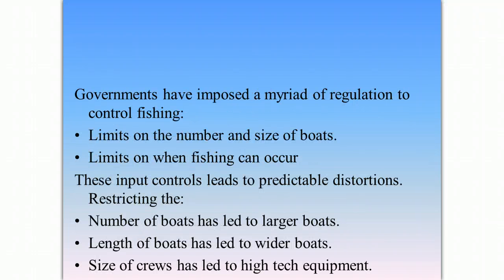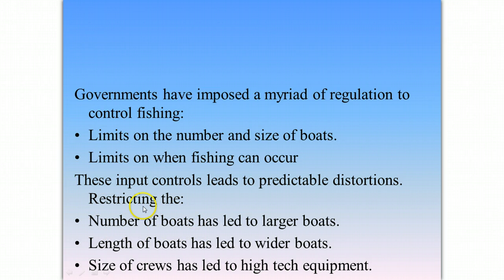When it comes to a government approach, governments impose a huge range of regulations on fishing. There are limits on the number and size of boats, so the size of the fleet and the size of the boats. There's a limit on when fishing can occur, so particular seasons in which the fishing can take place. So these input controls lead to predictable distortions.